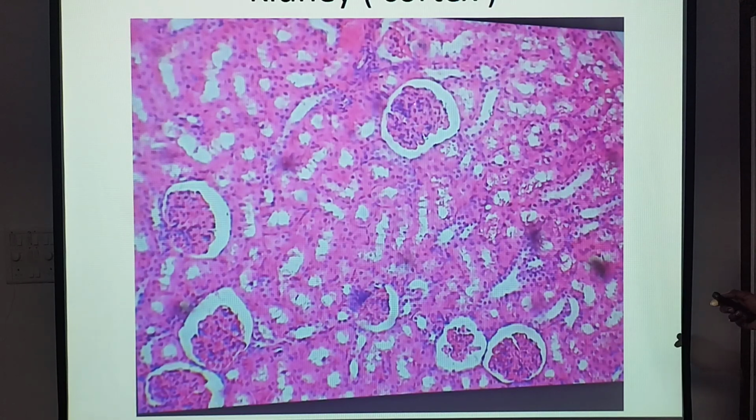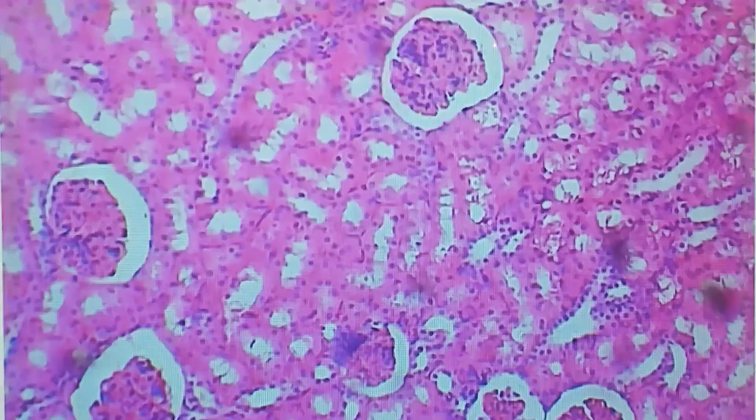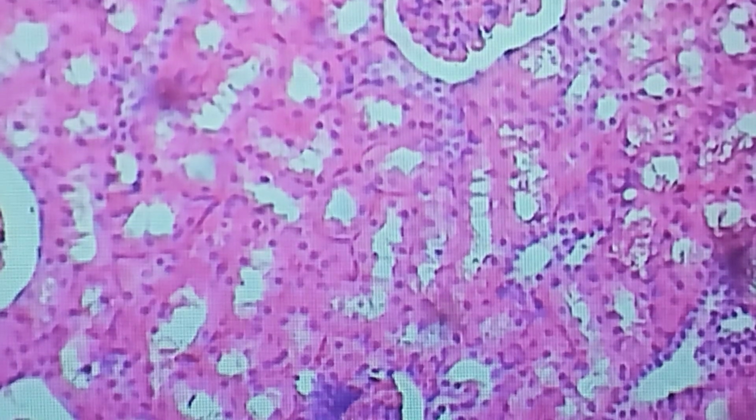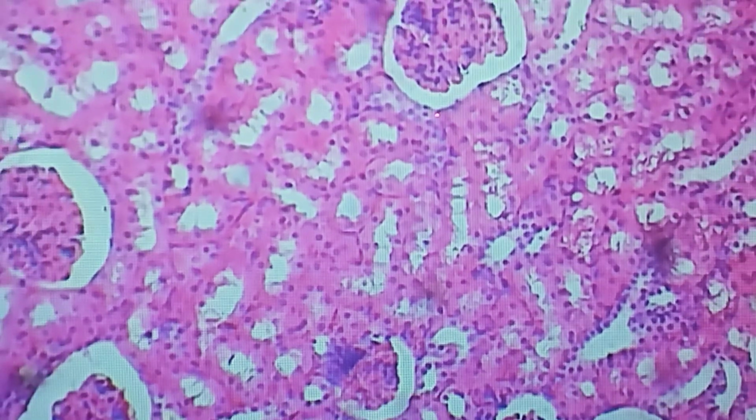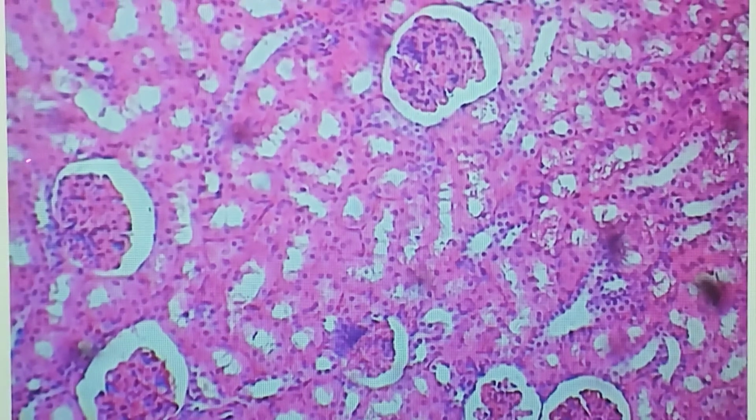The most important identifying feature of the kidney is the presence of renal corpuscles. Now this is one renal corpuscle, this is one renal corpuscle, you have one more here, you can see one more renal corpuscle. Plenty of renal corpuscles are present in the cortex. Now what are these renal corpuscles?